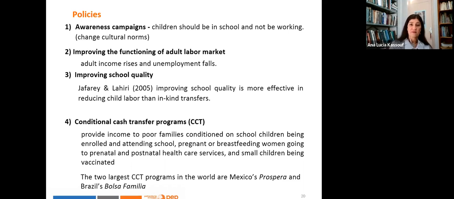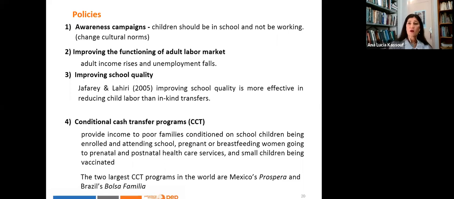Another policy that had a high impact was the conditional cash transfer programs. I think everybody has heard about those programs. They provide income to poor families conditioned on school children being enrolled and attending school. Also, they require pregnant and breastfeeding women to go to prenatal and postnatal health care, and small children to be vaccinated. Examples of the biggest ones in the world are Mexico's Prospera, which was Oportunidades before, and Brazil's Bolsa Família. In Brazil, for example, a quarter of the population received this program. It's like 50 million people.